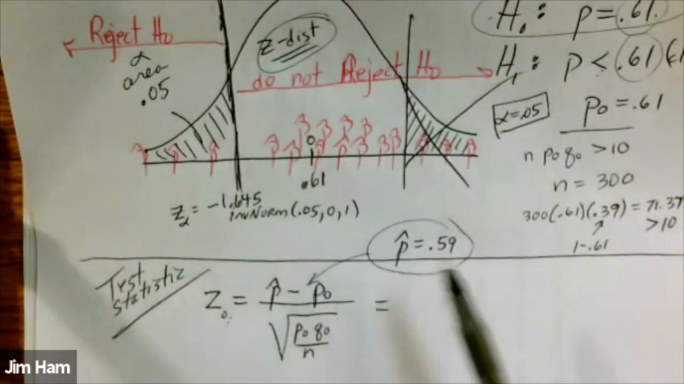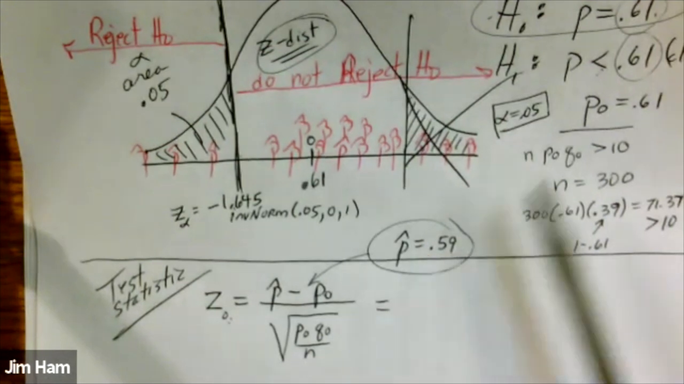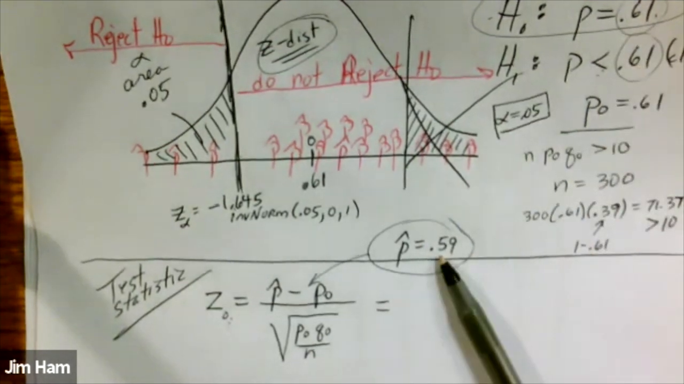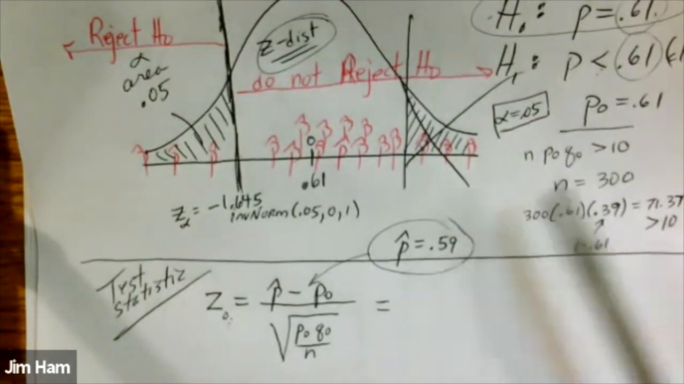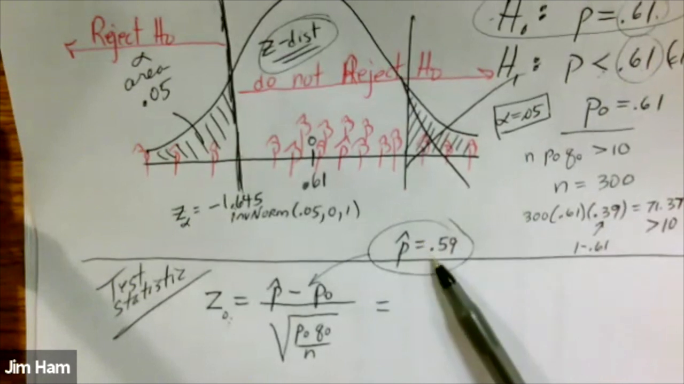So we're not going to say that a sample proportion less than 0.61 is necessarily going to give us evidence to reject the claim that the population proportion is 0.61. It has to be significantly less than 0.61.